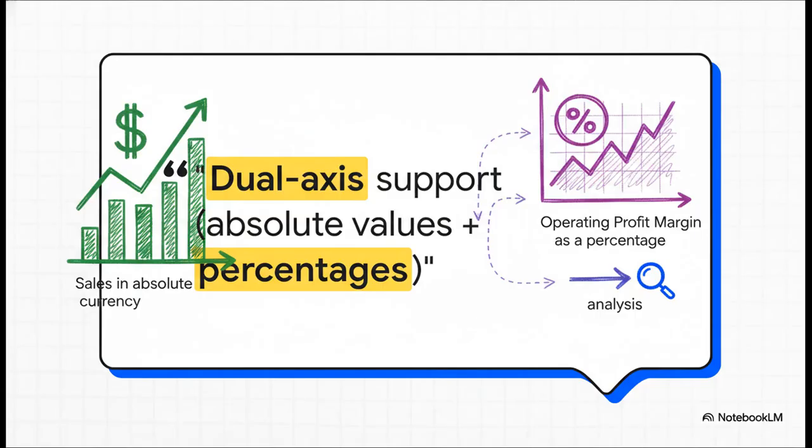Here's another pro-level feature: dual axis support. Now, what does that mean? Well, think about it. You want to see sales in absolute crores, right? But you also want to see the operating profit margin as a percentage. Those are totally different scales. Normally, that's a mess to chart. But here, you can plot one on the left axis and one on the right axis and instantly see the relationship between growth and profitability.